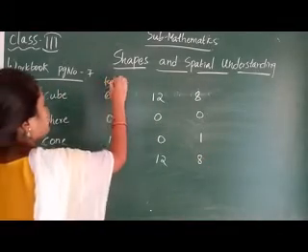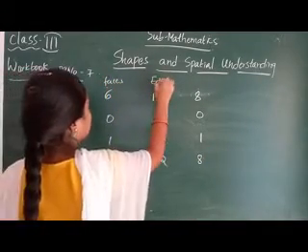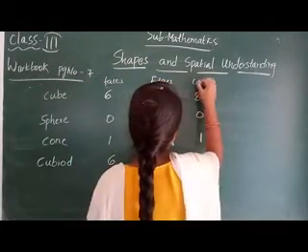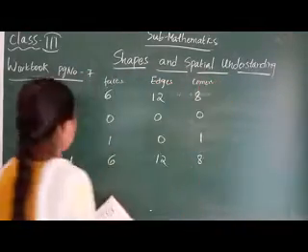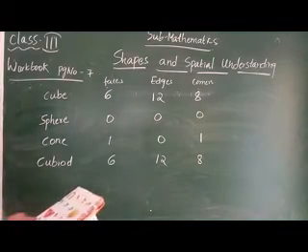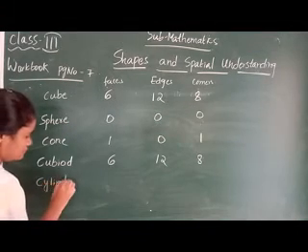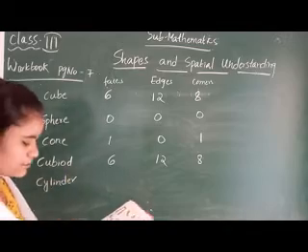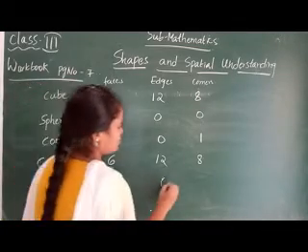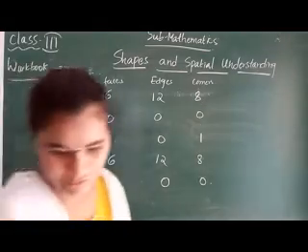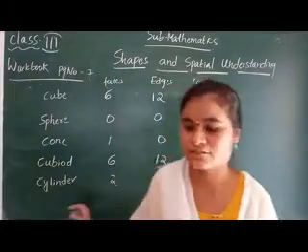Faces, edges, corners. Next, cylinder. Cylinder, 2 faces, 0 corners, 0 edges. Okay? Next class we will continue with the next topic. Okay?